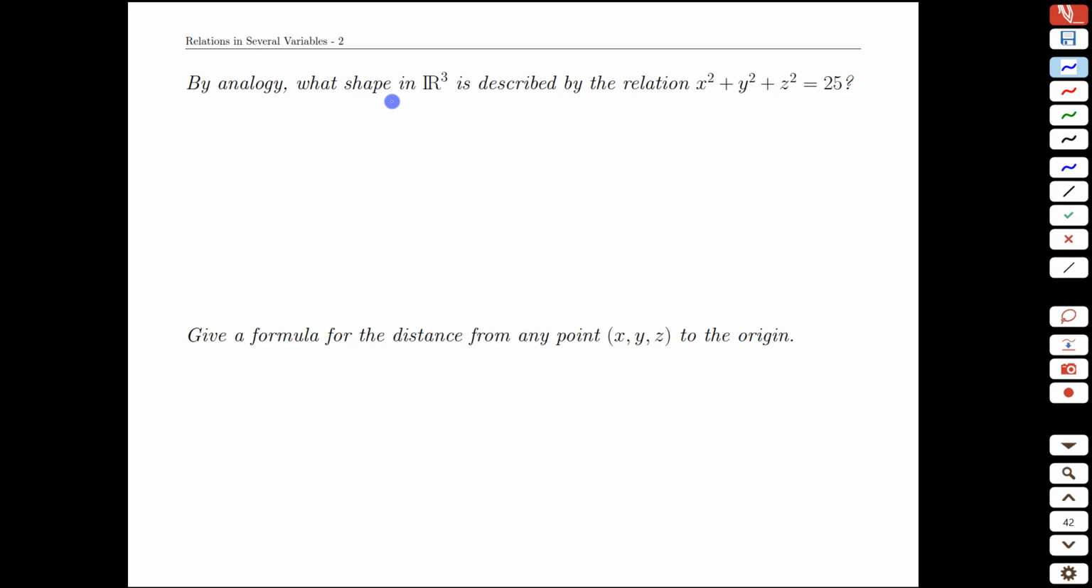Now the fun part comes in when we go to 3 dimensions. If we imagine our regular x, y, z axes in 3 dimensions, and we look at our expression here for x squared plus y squared plus z squared equals 25, it should not be a huge shock to realize that this describes a sphere.